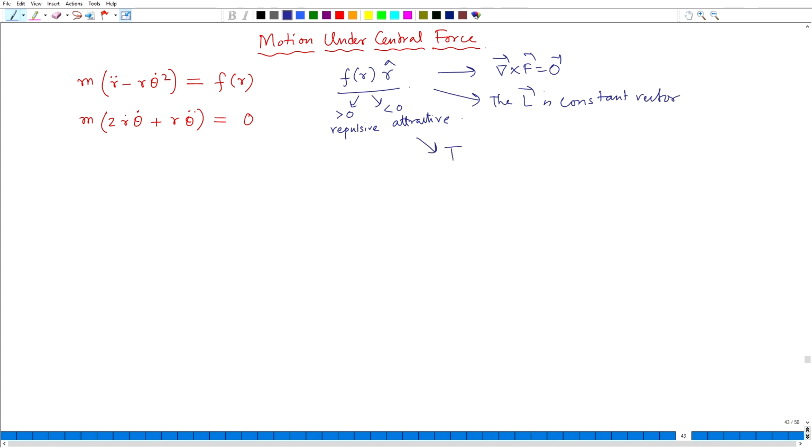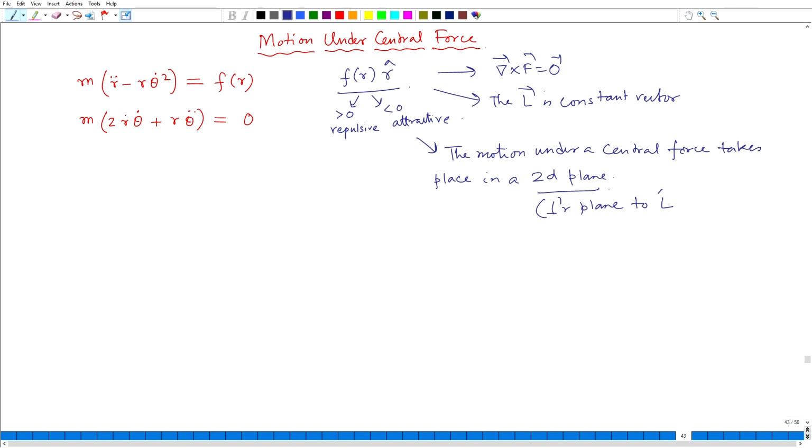The motion under a central force takes place in a plane, in a 2D plane. And which is the plane? The plane is perpendicular to the L cap vector, that is, the direction of the angular momentum.